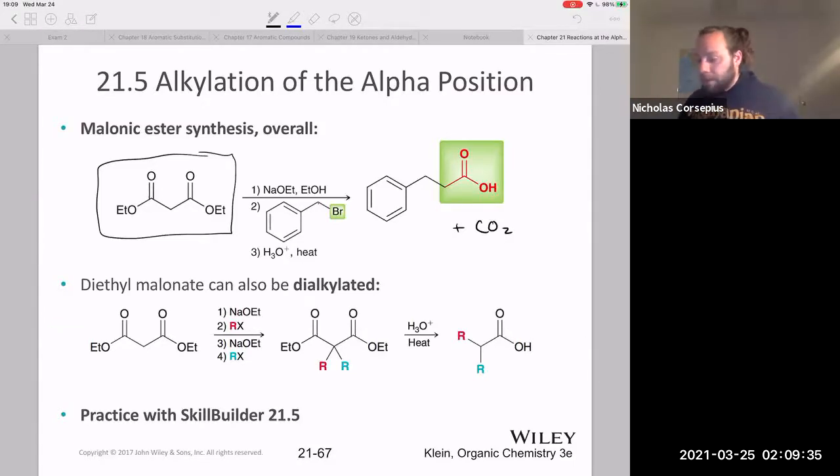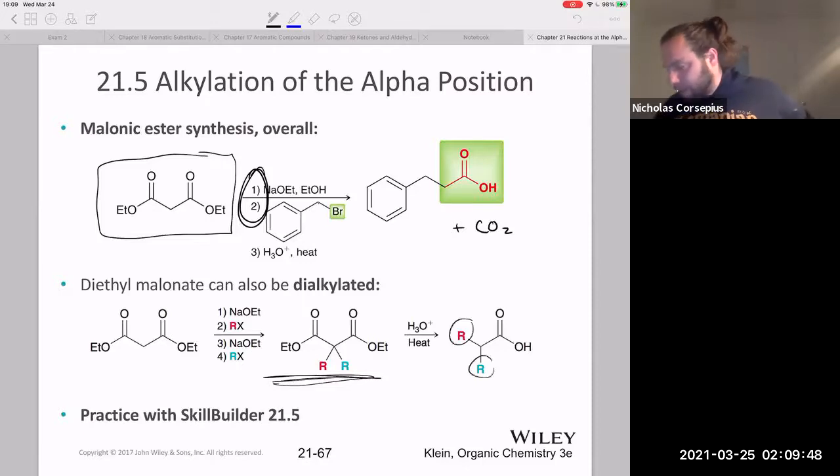Okay, you can actually repeat steps 1 and 2 up here twice in order to get 2 alkyl groups on your diethylmalonate, then treat that with acid and heat. And so you get this sort of di-substituted carboxylic acid, again, with an additional 2 carbons.